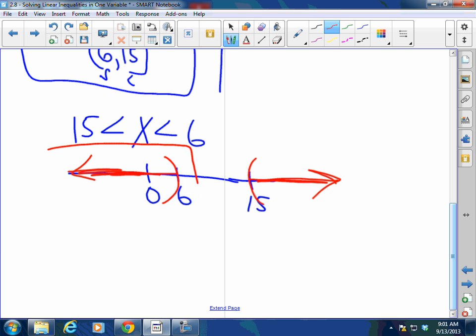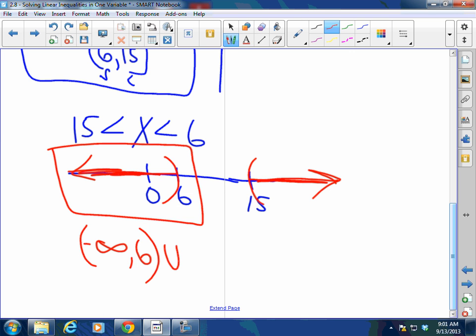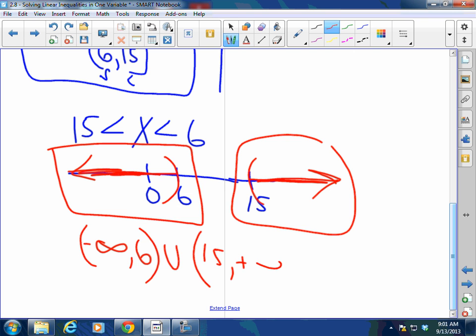What's happening on this side over here? What's the smallest value, guys? Negative infinity all the way to 6, but 6 is not included. You with me? Now you put a U here. That means a union. So you have that in union with, what's my smallest value on this side? 15. And I'm going all the way to positive infinity. Spectacular question. Fantastic question. I'm glad you asked it. Great. Does that make sense, boys?